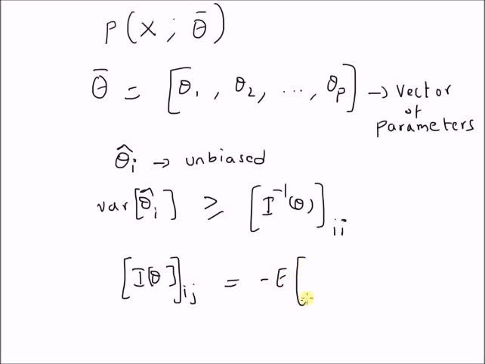minus expectation of the derivative with respect to theta i and theta j of the log likelihood function. So this definition, or this expectation, gives the element in the ith row and jth column of the Fisher information matrix, and once you determine the inverse of this matrix, the diagonal elements of this inverse matrix give the CRBs for the parameters theta 1 to theta p. So that is the CRB on a vector of parameters.